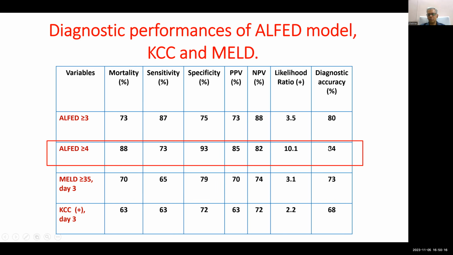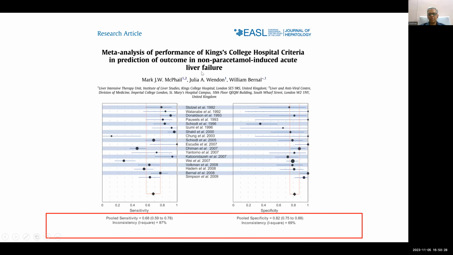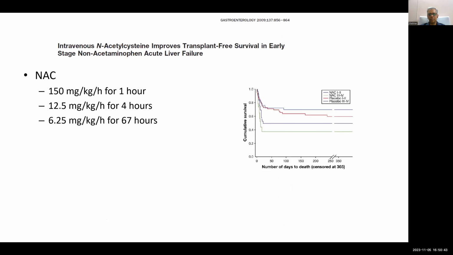So this is the score which we need to look at in our population and see how it can help in prognosticating our patients and also taking calls for doing transplantation in these groups of patients. Coming back to King's College, in the non-paracetamol group, when it has been looked at in multiple studies, the sensitivity is even less than 0.7. So it doesn't do that well. Specificity is fairly okay at 0.82. So there are issues with the use of King's College criteria.